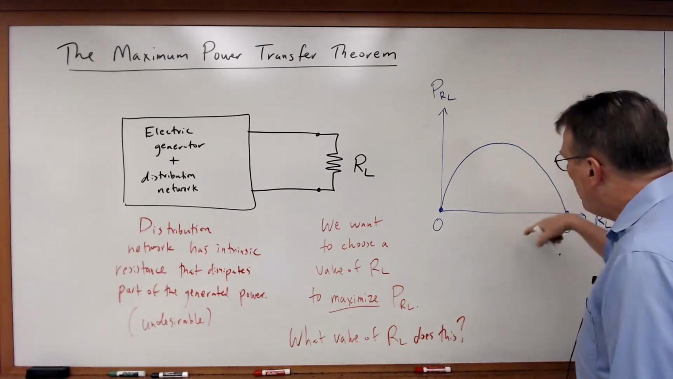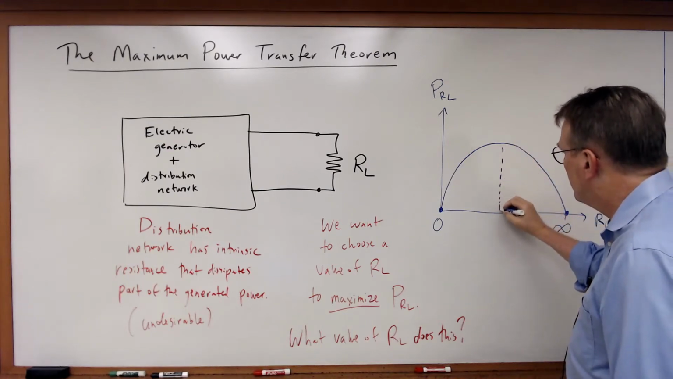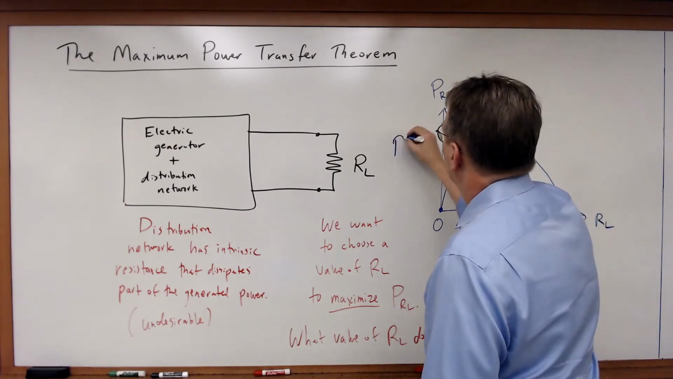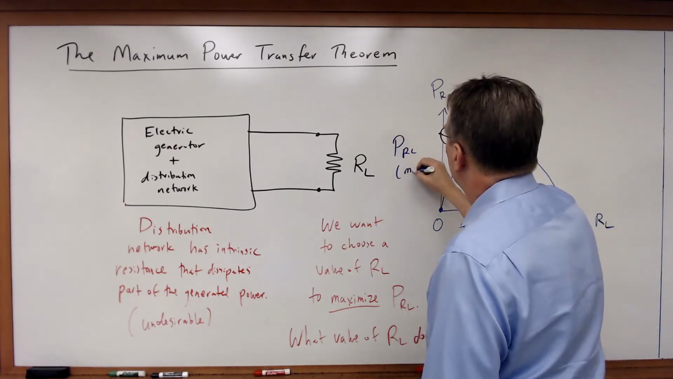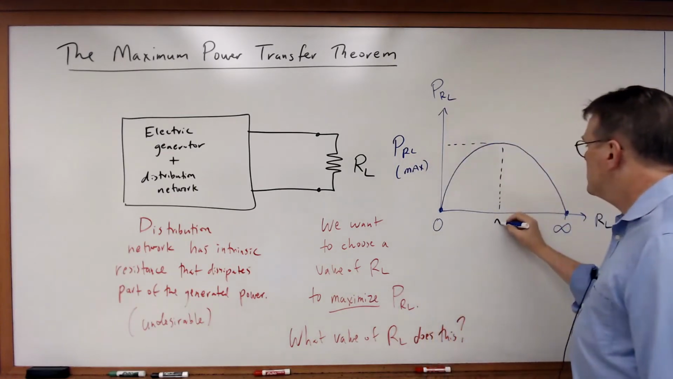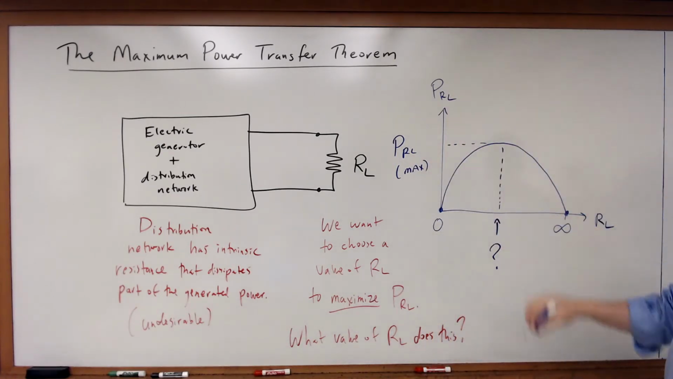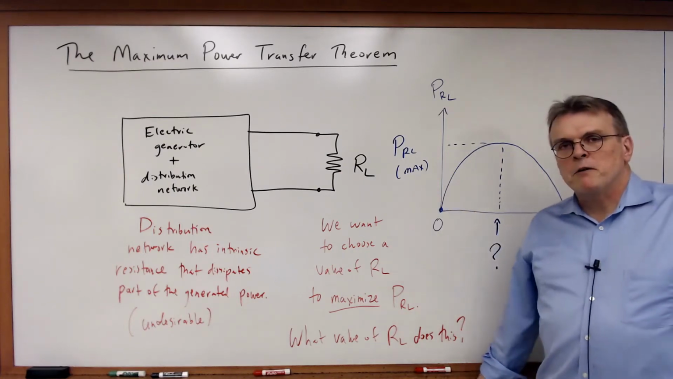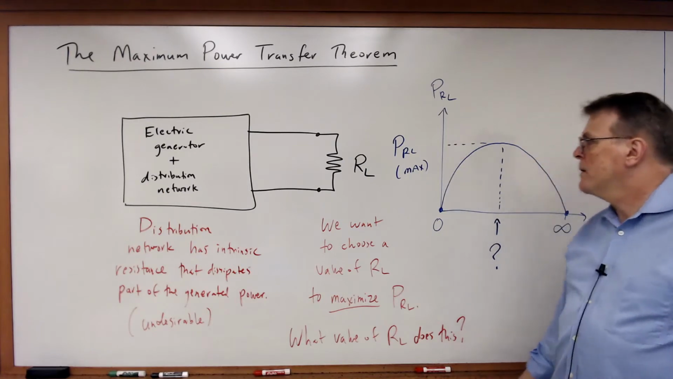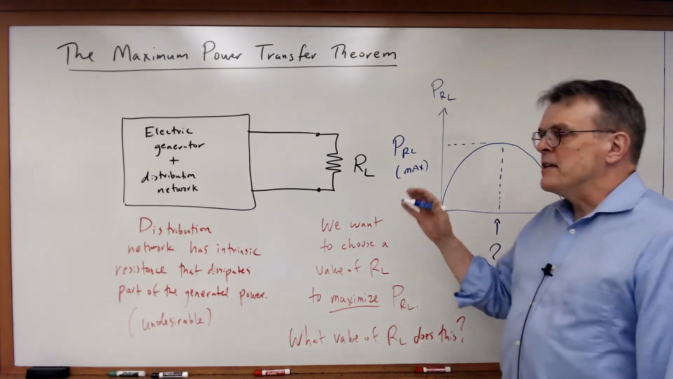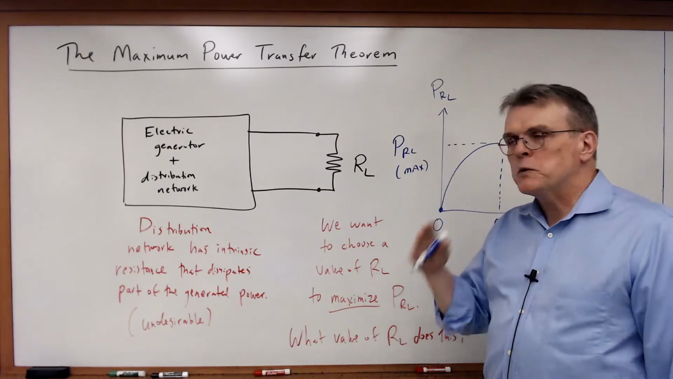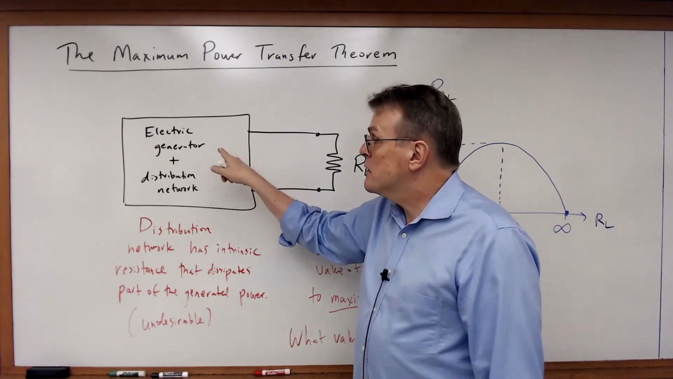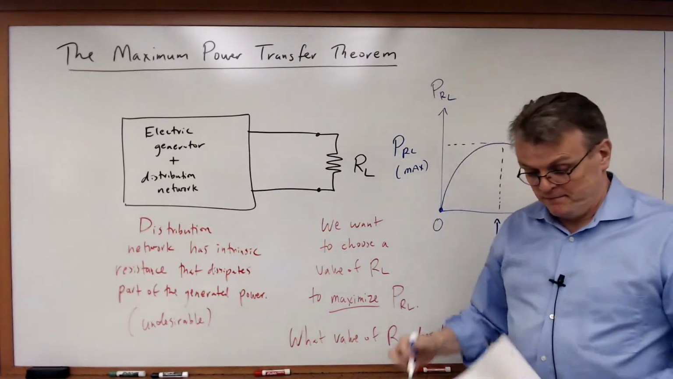So at some point along this graph, I'm going to hit P sub RL max. What is the value of R sub L that causes that to happen? And this is what the maximum power transfer theorem is all about. Okay, in order to analyze and understand how this circuit works, what we're going to do is apply Thevenin's theorem. We're assuming that's a linear circuit. Let's transform this circuit into its Thevenin equivalent.